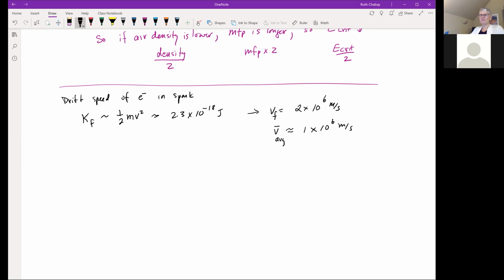And remember that in a wire in a circuit, we found drift speeds on the order of 10 to the minus 4 meters per second. So a spark is a very much more violent phenomenon. So thunderstorms are interesting.